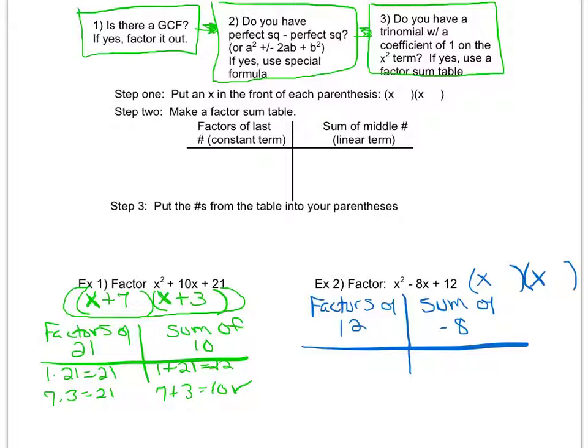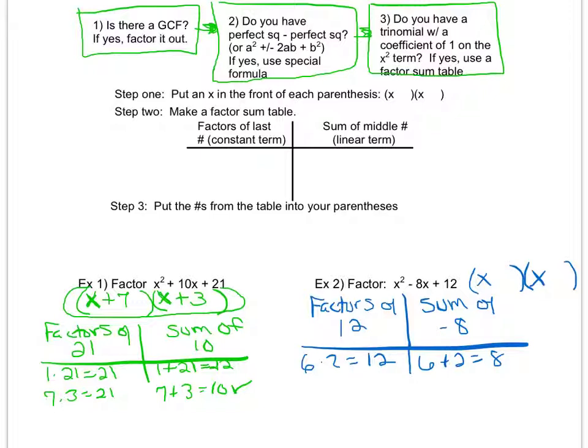Some of you will get fast at this. You will not need to make this table. Maybe sometimes, every once in a while, you will. Others of you will always need to make the table. Some of you will be able to split time about when you make the table and when you don't. So I'm going to say, 12. 6 times 2 is 12. 6 plus 2 is 8.